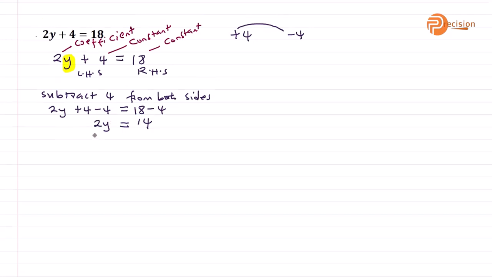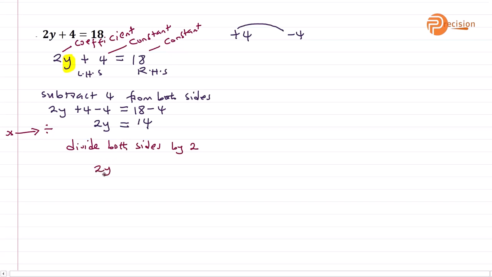Whenever they are together in this sense, it simply means they are what? Multiplying. So if they are multiplying, what do we do? We divide. That's the opposite. Okay, so we have to what? Divide both sides by the coefficient, which is 2 in this situation. If the coefficient is 5, divide by 5.